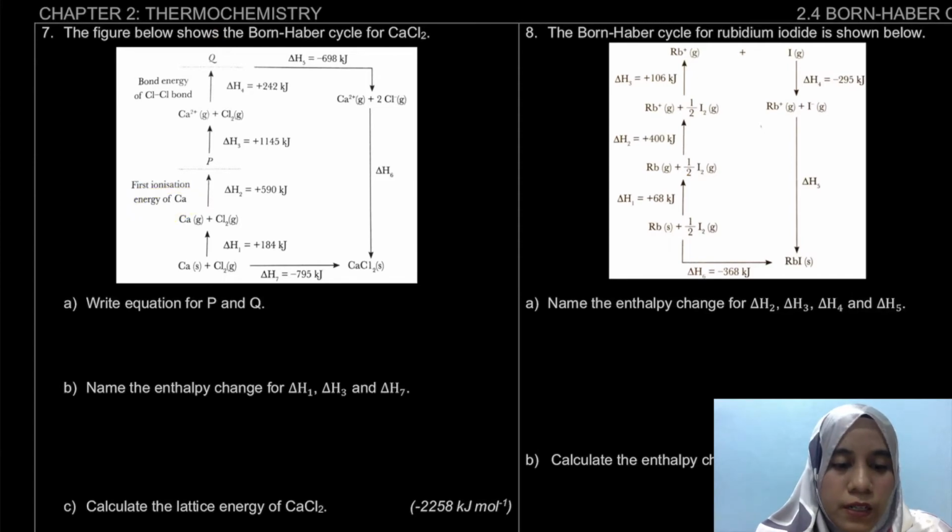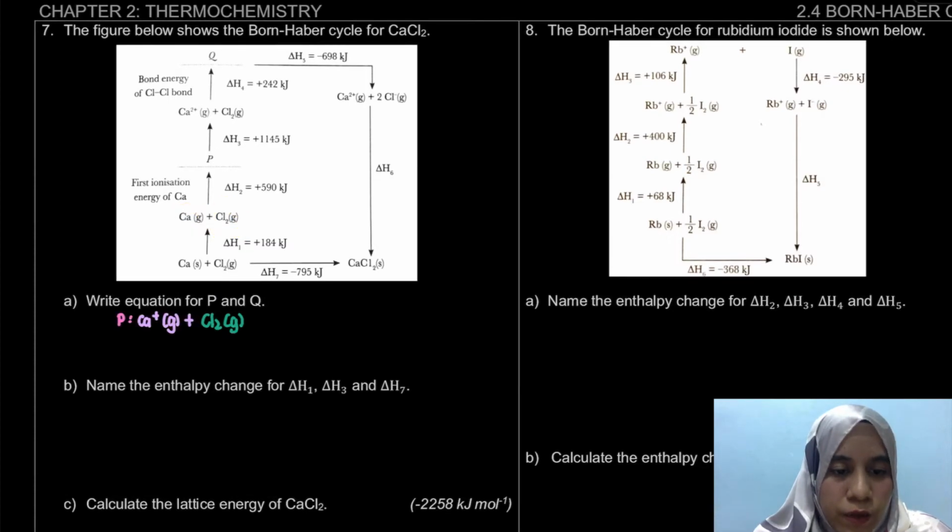So for the ionization of calcium, the ionization energy, it means it donates an electron, right? So it will become Ca+. Okay, but then don't forget the Cl2 is still there. We have to write down, even though it does not change anything, we have to write down this one as well as the Cl2 gas.